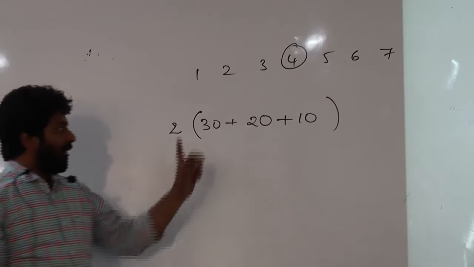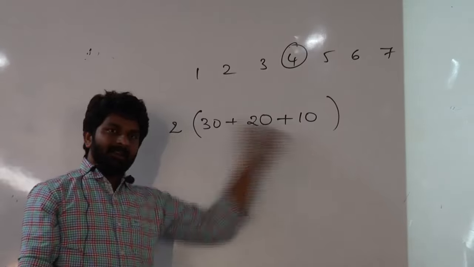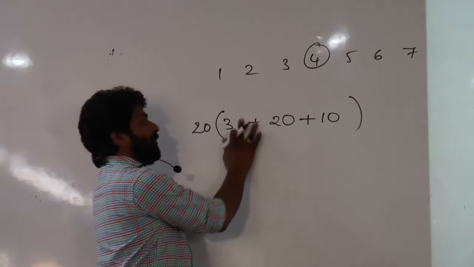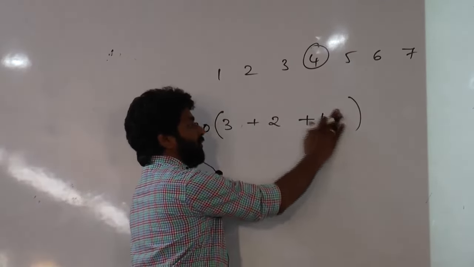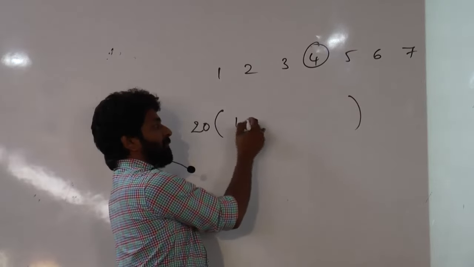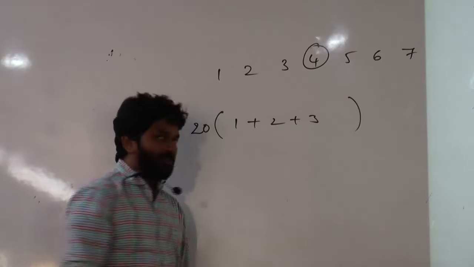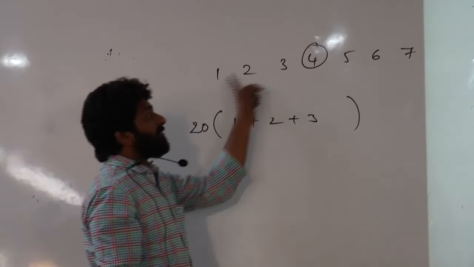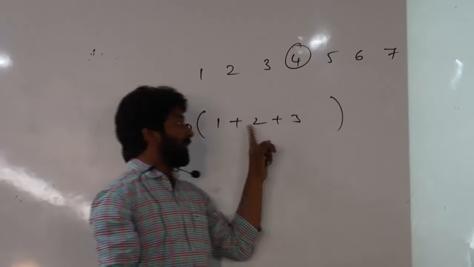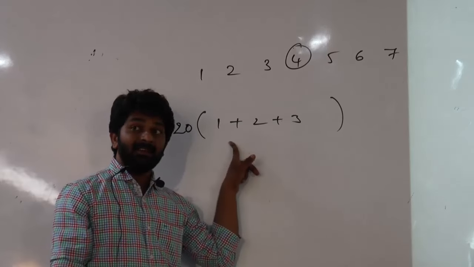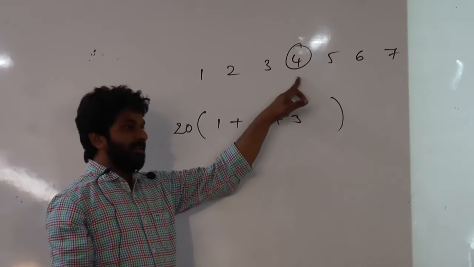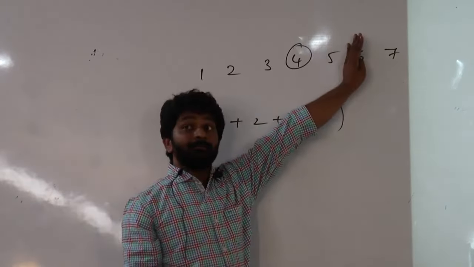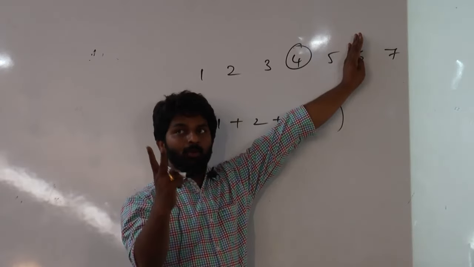Right? All these are multiples of 10. Take 10 common, that will be 20 into 3 plus 2 plus 1. I will say 1 plus 2 plus 3: sum of natural numbers. If we have 7 persons, how many numbers are there? 3 numbers are there. If we have 5 persons, 2.